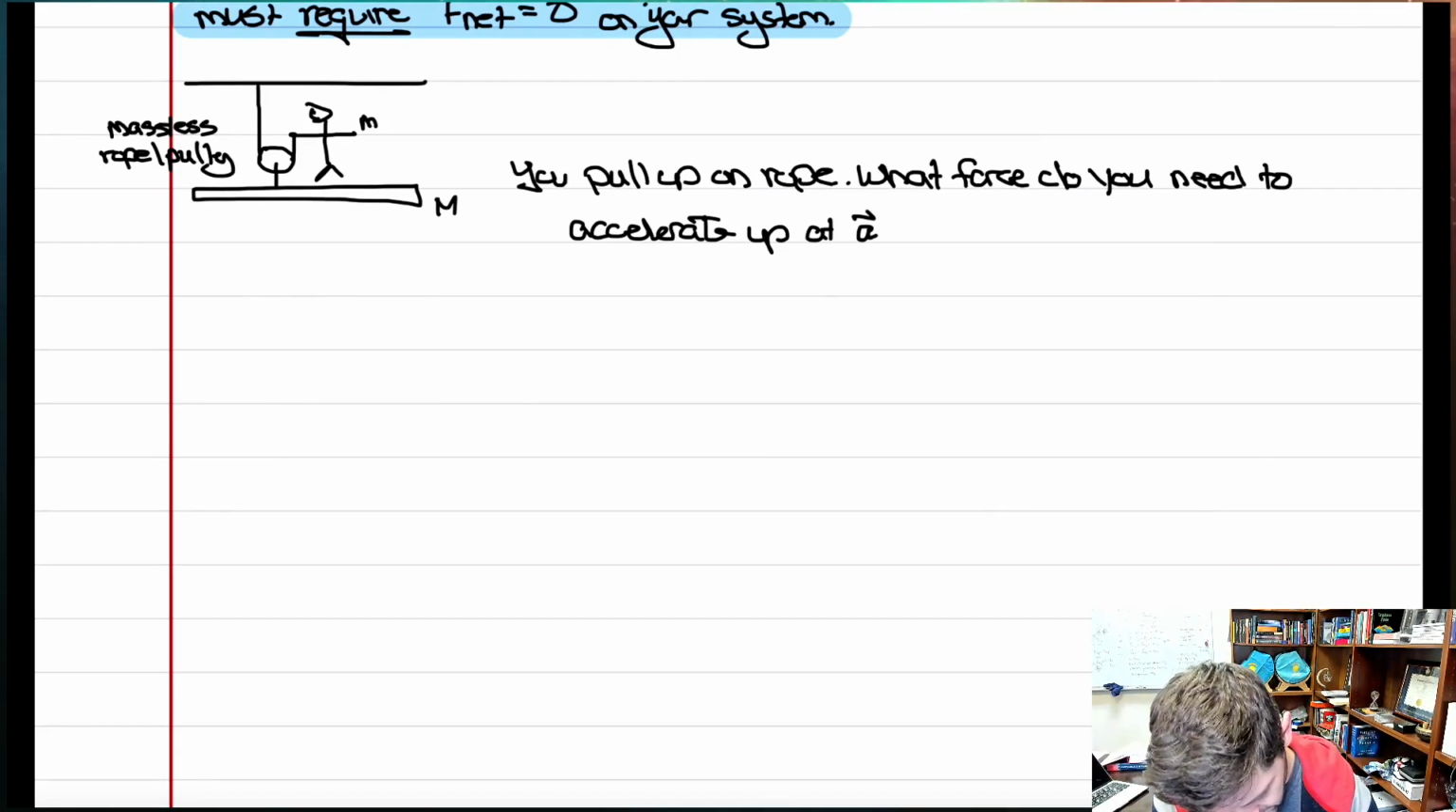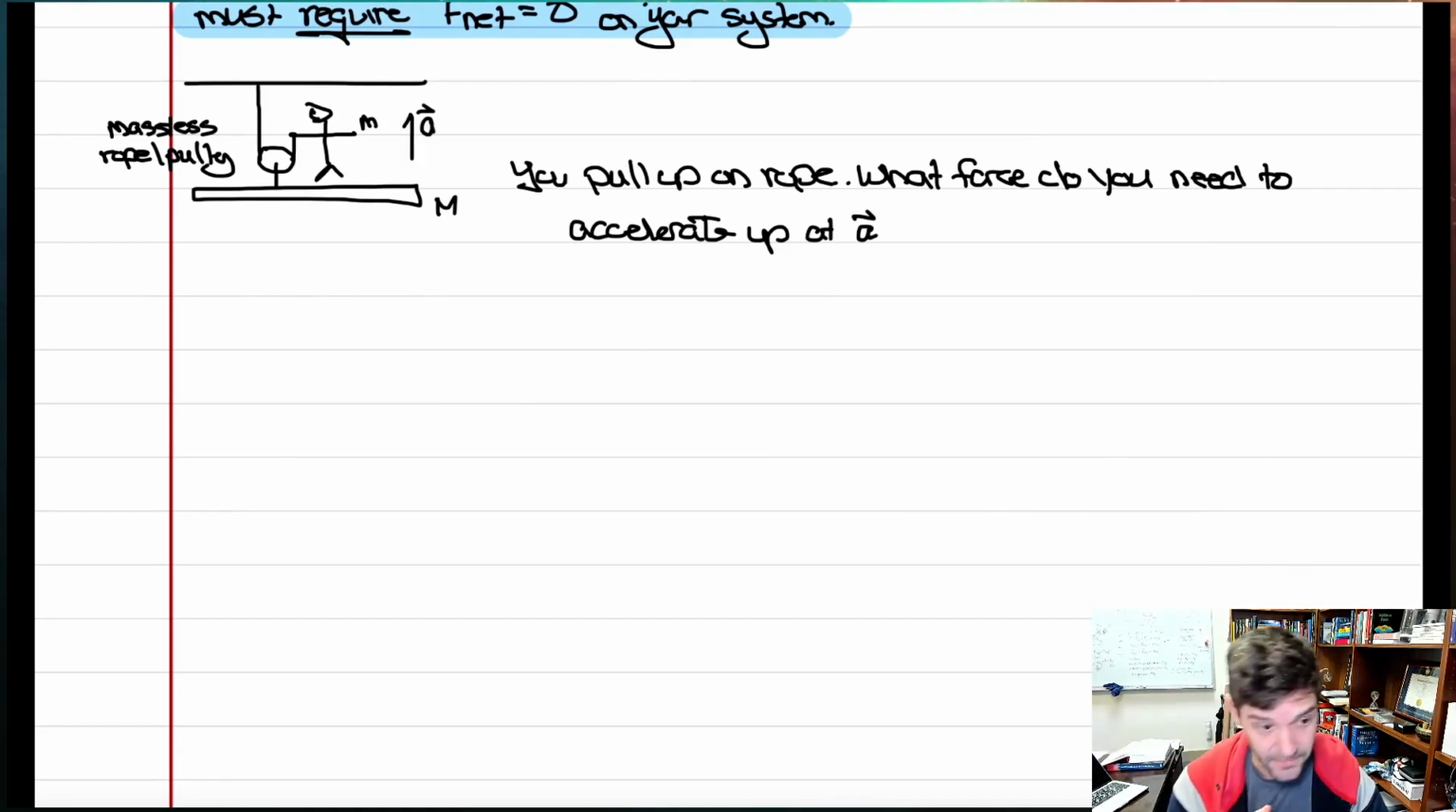So ultimately, you and the platform are moving together with some acceleration A. You have mass, the platform has mass. Pulley and the rope do not. How can you figure out what force you need to exert for this to happen? Now in this case, there are a couple ways you can solve this. It usually is, for any physics problem.